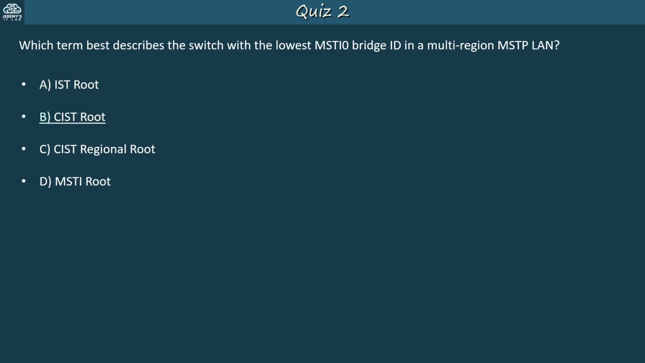Okay, the answer is B, CIST root. The CIST, common and internal spanning tree, includes all switches in the LAN. The switch with the lowest bridge ID in the entire LAN becomes the CIST root, so B is correct. Now, the CIST root also functions as the CIST regional root and the IST root of its region. But those are side effects of it being the CIST root, so B is the best answer.